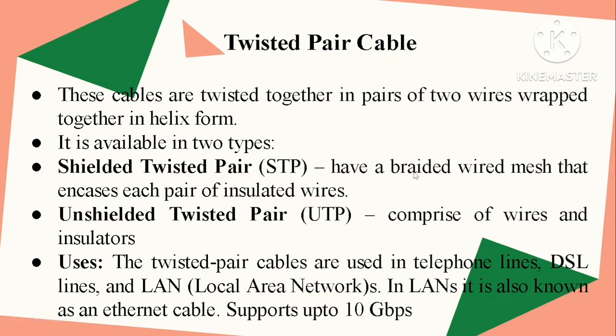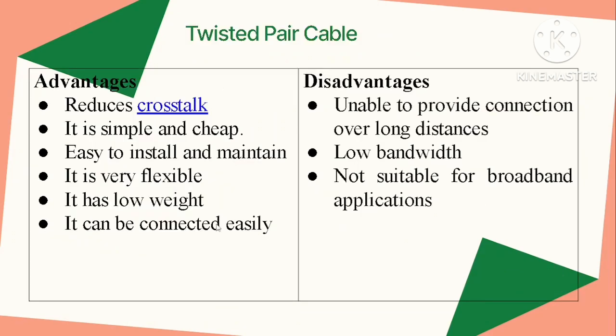Shielded pair will have a braided wire mesh that surrounds each pair of wires. Unshielded just comprises the wires and insulators. And what is the use? It is generally used in LAN, local area network. Suppose you have a computer lab, all the computers in that network are connected through twisted pair cables. It is also called Ethernet cable. It supports up to 10 Gbps, but it depends. You never know when it may be less or even more. When technology improves, this may be even more.